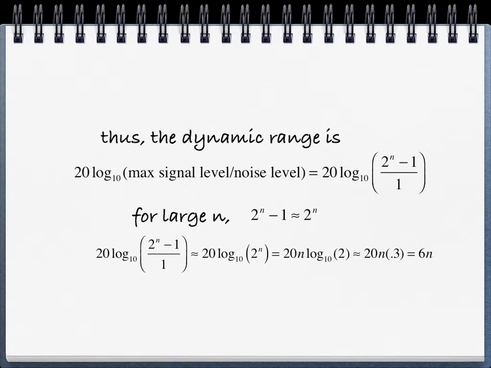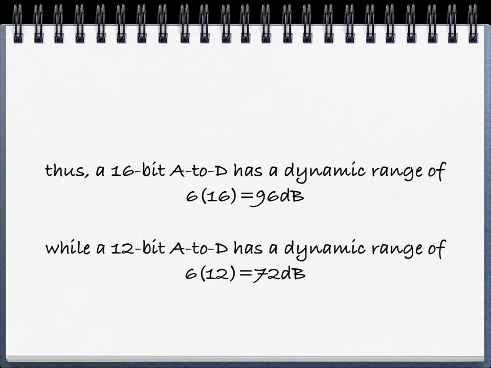That n in the exponent comes out in front, so we have 20 times n times log base 10 of 2. Log base 10 of 2 is approximately 0.3, and 20 times 0.3 is 6. So we end up with 6n. Thus the dynamic range is 6n dB, which means that we have 6 dB per bit. So if we had a 16-bit A to D, then the dynamic range would be 6 times 16, or 96 dB. While if we had a 12-bit A to D, the dynamic range would be 6 times 12, or 72 dB.